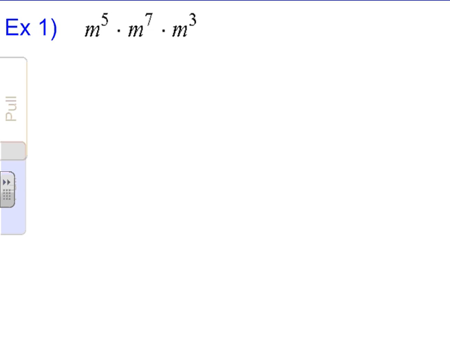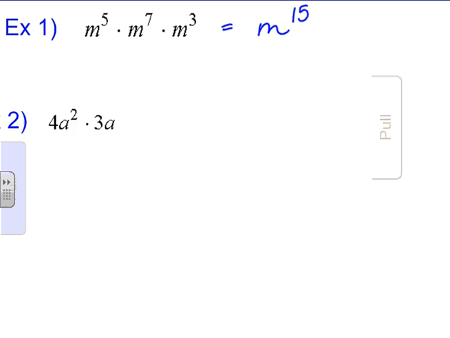Now, let's take a look at some more. Here we have m to the 5th times m to the 7th times m to the 3rd. If we combine them all, because our bases are alike, we would just add our exponents. 5 plus 7 is 12, plus 3 more is 15.